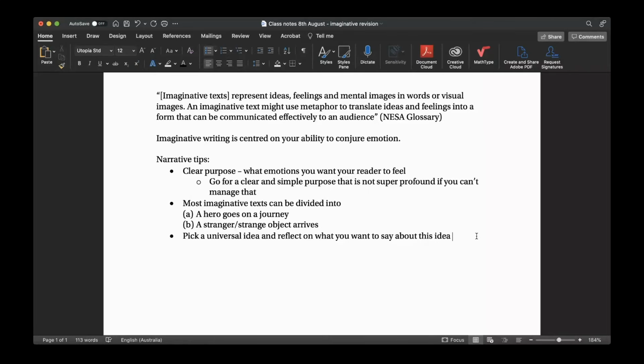However, I think about it, and I've chosen the universal idea of love. But what do I want to say about this idea? Well, I don't want to say the generic sort of love has the ability to bring people together. I want to say something else. I want to say that love has the ability to corrupt people and corrupt people's sense of self, corrupt people's perspective of the world, because that is sort of the opinion I've formed over studying my texts over the last year. So I've got my universal idea. I've got what I want to say about this idea.